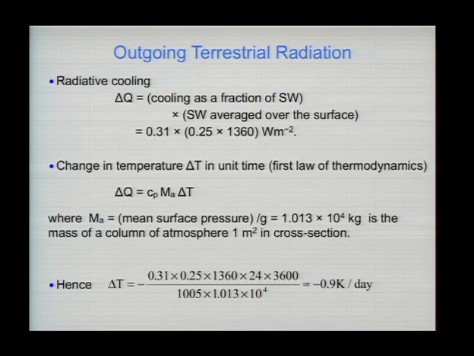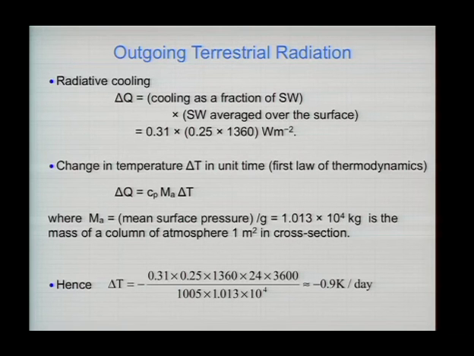It's 10 to the 4 kilograms. So what I'm doing here is I'm going to work out delta T. Delta T is delta Q divided by c_p times the mass. The mass of the column is this. The radiative cooling is that. Stick all those numbers into that expression. Delta T equals about a degree per day. The radiative cooling is about, just back of the envelope calculations, about a degree.